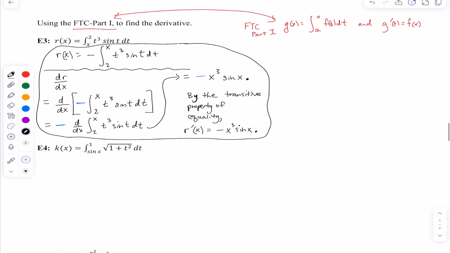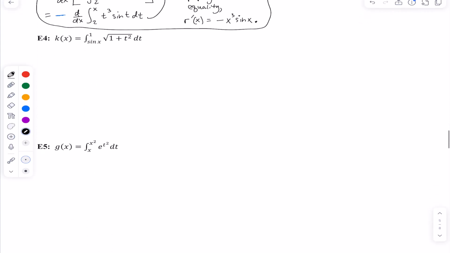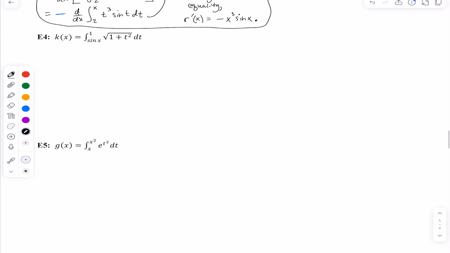Example 4. We're going to do a similar procedure, but we do need to be more careful. First thing we're going to do is rewrite k of x so that we could see our variable x at the top of the elongated s. Notice we don't just have an x variable, we actually have a sine of x. This is actually an observation of a composition of functions. So we have to be a little bit more careful here.